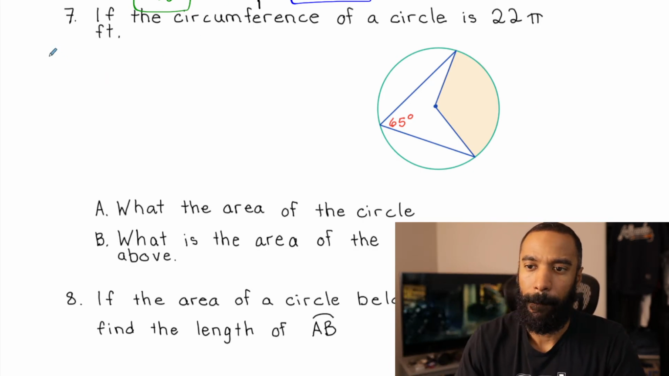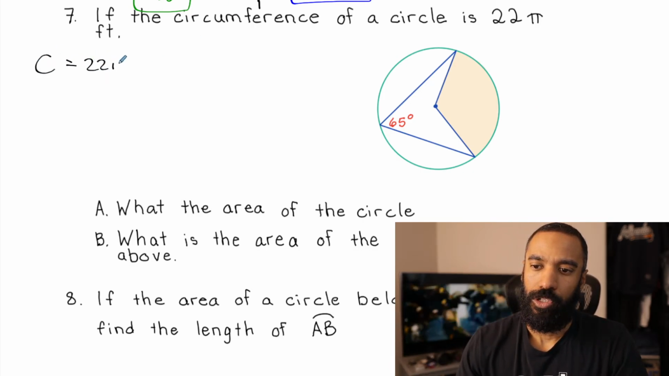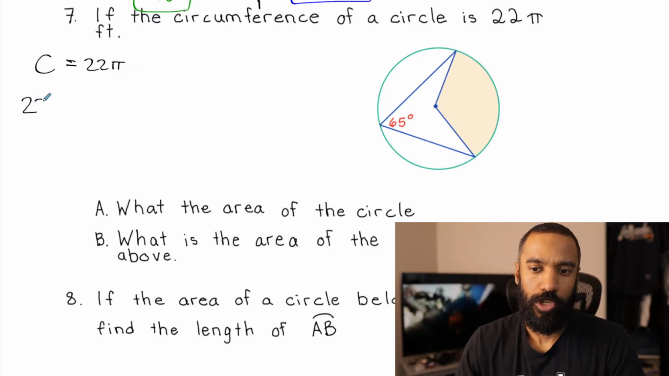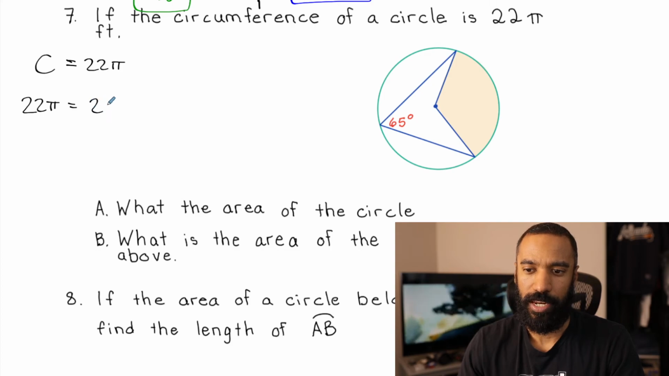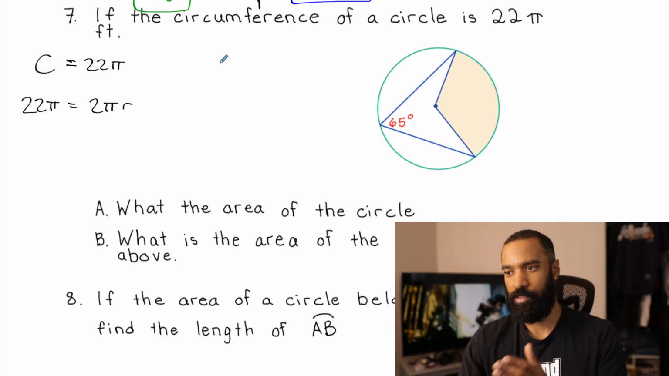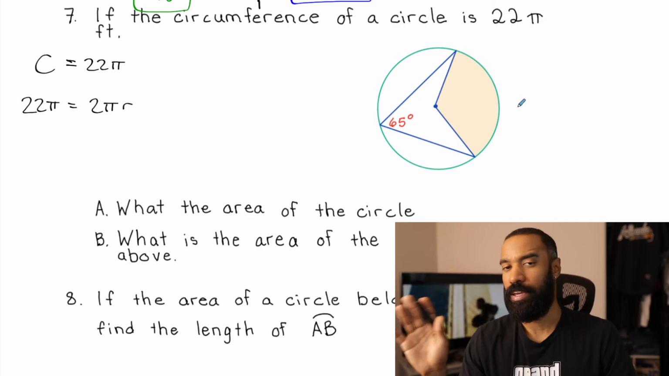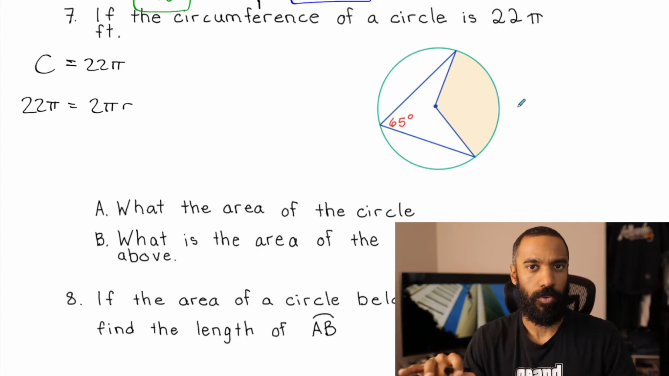Circumference is 22 pi. Now, circumference is also 2 pi r, right? 22 pi equals 2 pi r. Why am I setting that up? Because I want to find the radius of the circle. If I want to find the area of the sector, then I got to find the area of the circle. To find the area of the circle, I need to find the circle's radius.